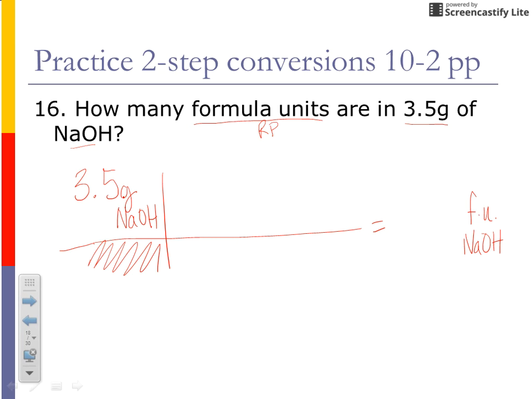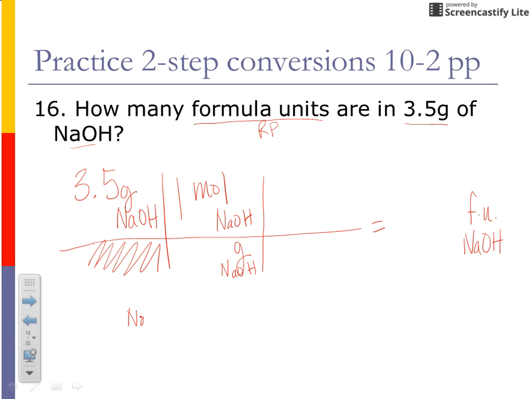Now, remember, look at your units and analyze them. Grams here, formula units here. We do not see moles, and that's how I know this is going to be a two-step problem. So the first unit I need to cancel is grams of sodium hydroxide. So this is the molar mass, and that's going to always have 1 mole opposite that.